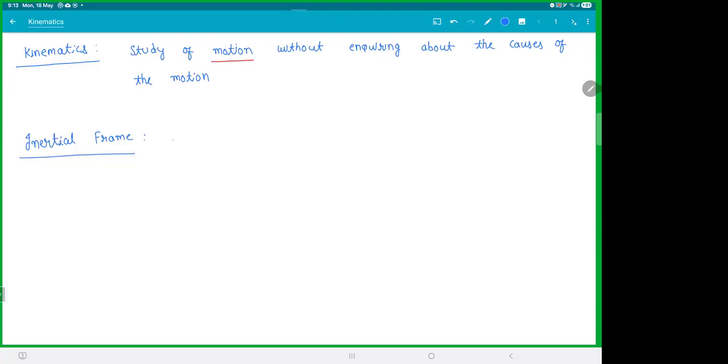Now going ahead. So what is an inertial frame exactly? It is your choice. It's a reference frame about which observations are done. As simple as that. Any frame from where you're doing the observations is your inertial frame. You can choose anything as a reference frame.